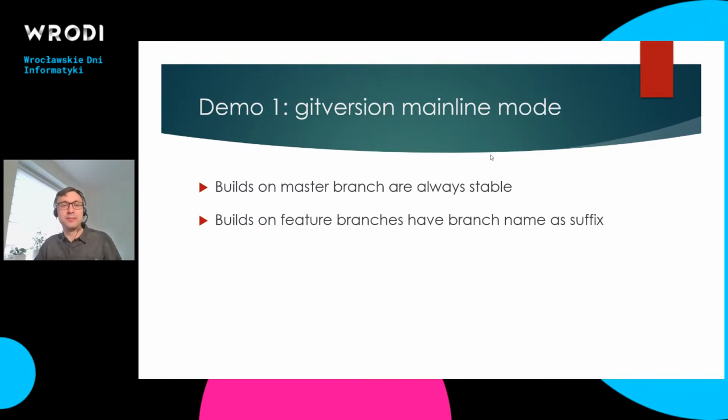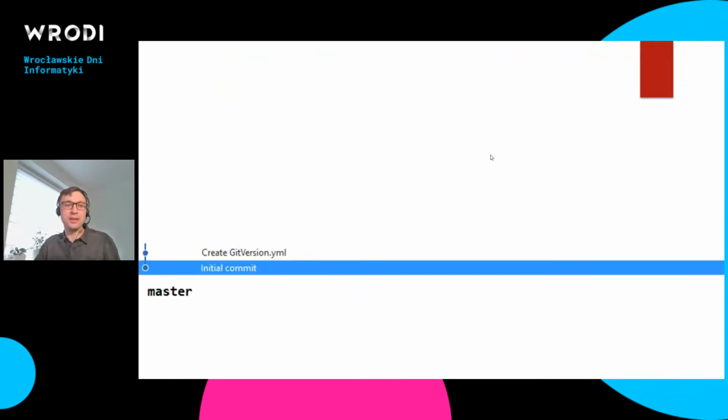On the other hand, builds on the feature branches are unstable. So they are the development versions. They have some kind of suffix. Let's have a look at the demonstration now.